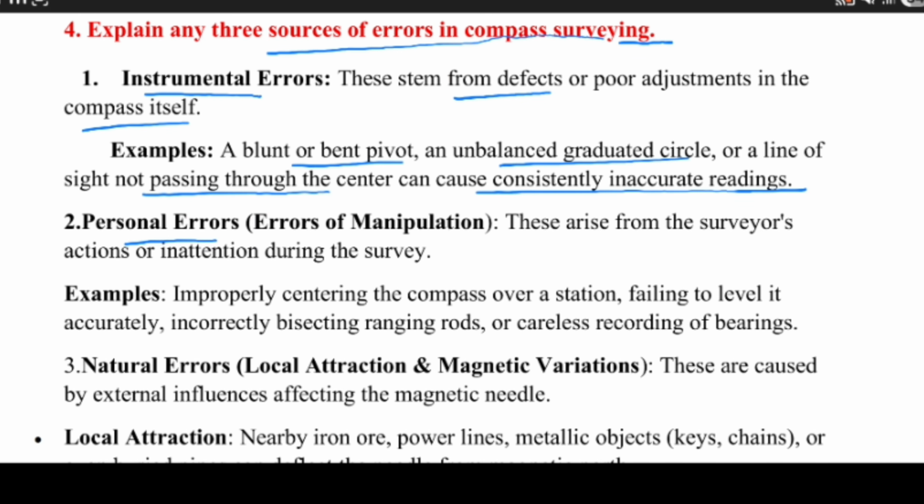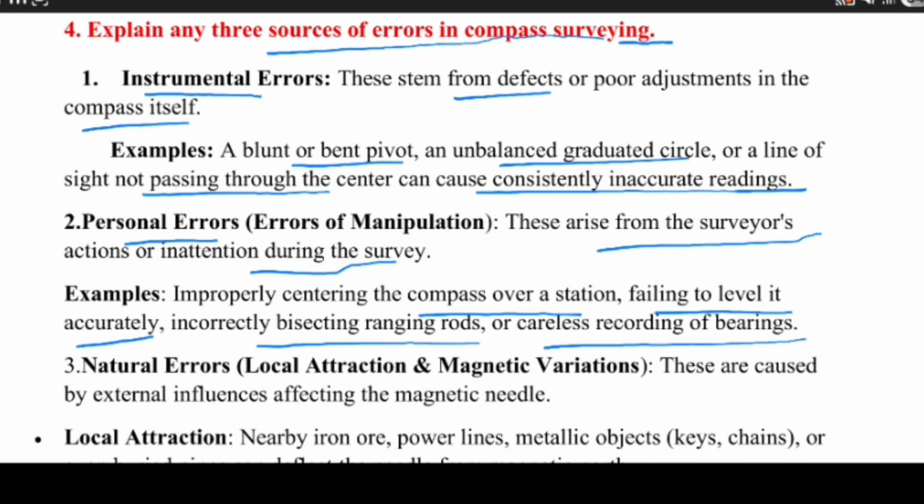Next is personal error, which happens when the surveyor does not pay proper attention while taking the survey. Improper centering of the compass, failing to level accurately, incorrectly bisecting the ranging rods, or not reading the bearing properly, all these we call personal errors. Next is natural error. Natural error is affected by local attraction and magnetic variations. The instrument should be kept away from iron objects. If you keep the instrument near iron devices like an electric pole, the magnetic needle will be extremely affected.